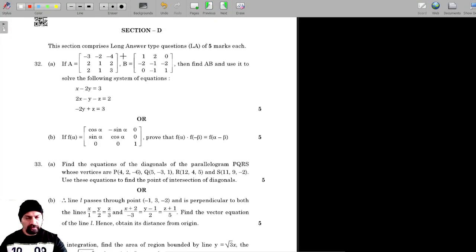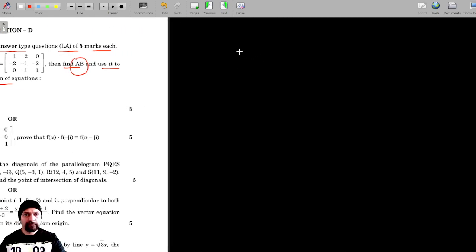Here we are on section D, and this section comprises long answer type questions of 5 marks each. Let's get started with the first one, part A. It's given that A and B matrices are given. We have to find AB and then use it to solve the following system of equations.